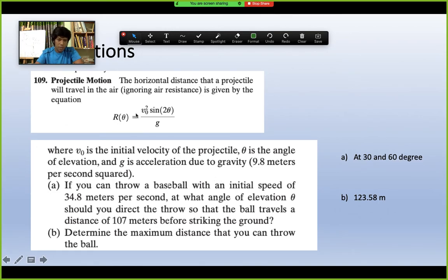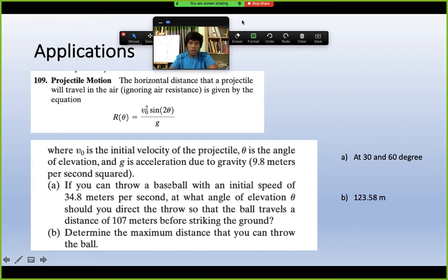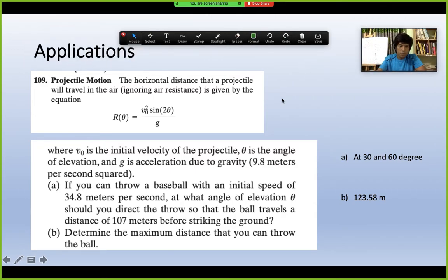There is one math from the application side. From projectile motion, v naught squared times sine 2 theta divided by g. You can say v0 also, no problem. G means 9.8, and in question A, they said if you throw a baseball with an initial speed of this many meters per second, so this is the velocity value, and angle theta equals what? It travels a distance of 107 meters before striking the ground. So their question is, find out the angle.